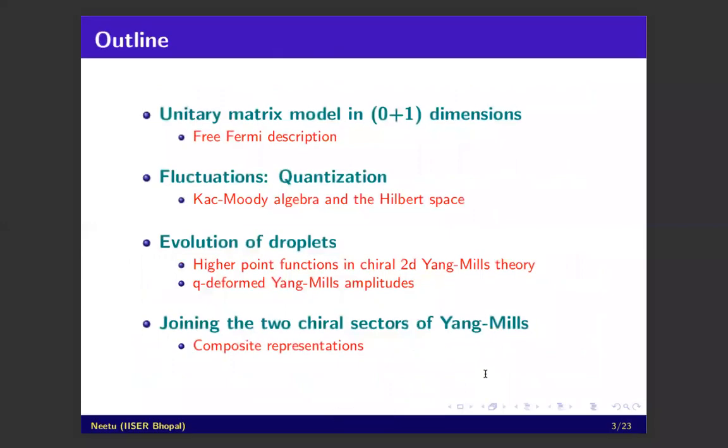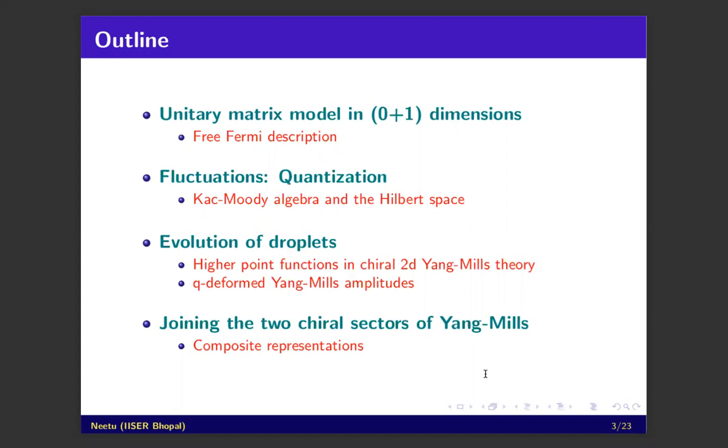So here's a brief outline. I'll first talk about the unitary matrix model and its free Fermi description. We'll see that to look at the classical solutions of that matrix model, we just have to look at the Fermi surfaces of a free fermionic system. Then we'll talk about the fluctuations over those surfaces. We'll quantize the fluctuations and we'll see that the modes of fluctuation satisfy an abelian Kac-Moody algebra. Then we'll go on to constructing the Hilbert space of the algebra, and then we'll study the time evolution of states in that Hilbert space.